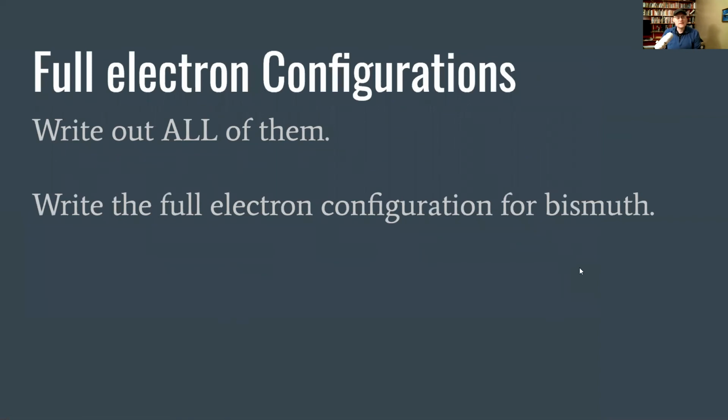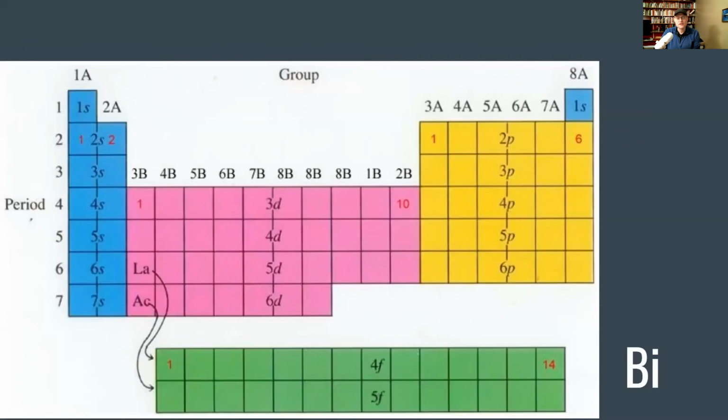So at this point in time, let's go ahead and get some practice. I'd like you to write out the full electron configuration for bismuth, which means you just write out everything. I'll move back to the periodic table so you can actually use it. And to let you know, bismuth is right here.